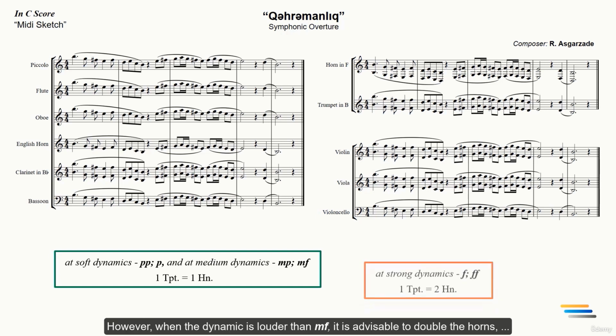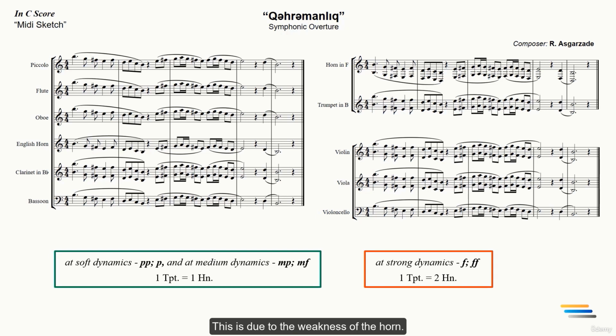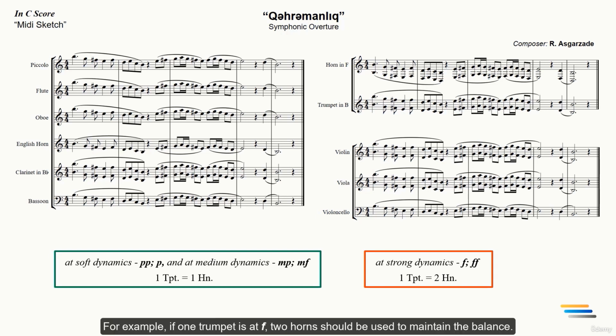However, when the dynamic is louder than mezzoforte, it is advisable to double the horns, which, when played in unison, will roughly equal the sound of other brass instruments. This is due to the weakness of the horn. For example, if one trumpet is at forte, 2 horns should be used to maintain the balance.